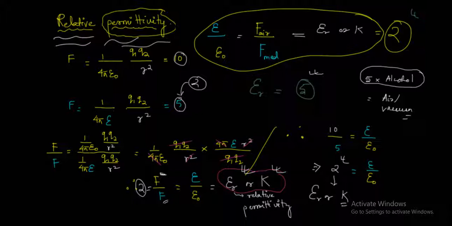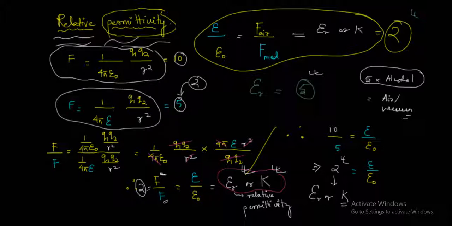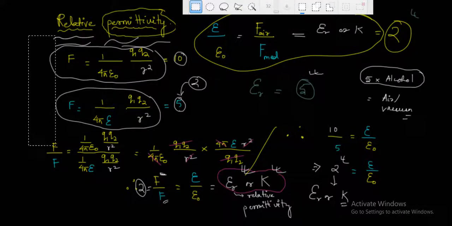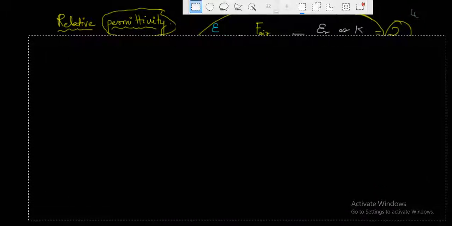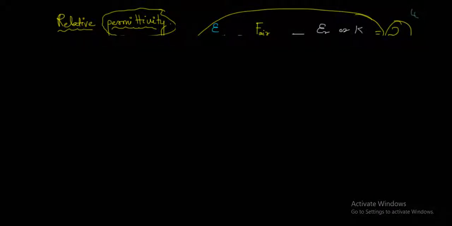Now a question: why is the force in a medium lower than in air for the same charges? Because when permittivity is high, the electric field is reduced. As of now, I hope you got the point about relative permittivity. That was the last topic. If you have any doubts, I'll clarify them even more in the group or on WhatsApp.